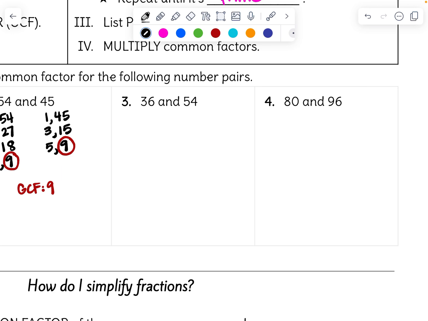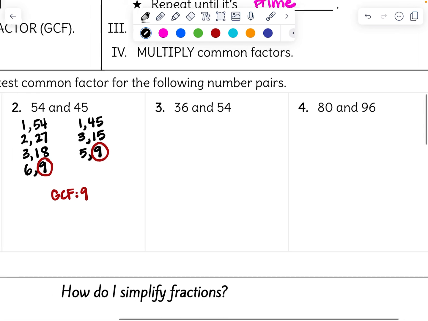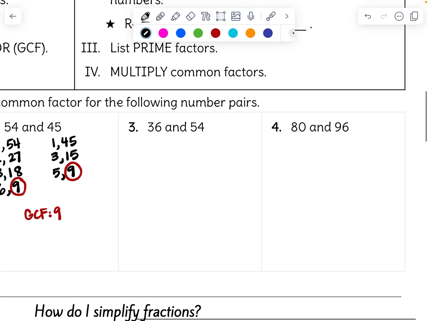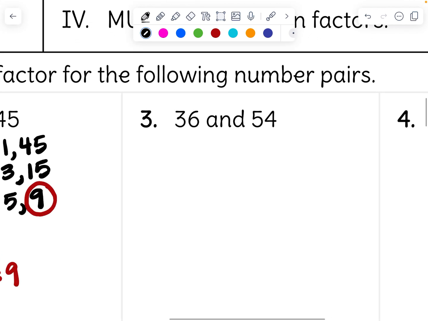So in prime factorization, you can start with any pair. You don't have to start with 1 and work your way up. You can do any one that you can think of off the top of your head. So for 36, I think of 6 times 6. I'll make a little tree.